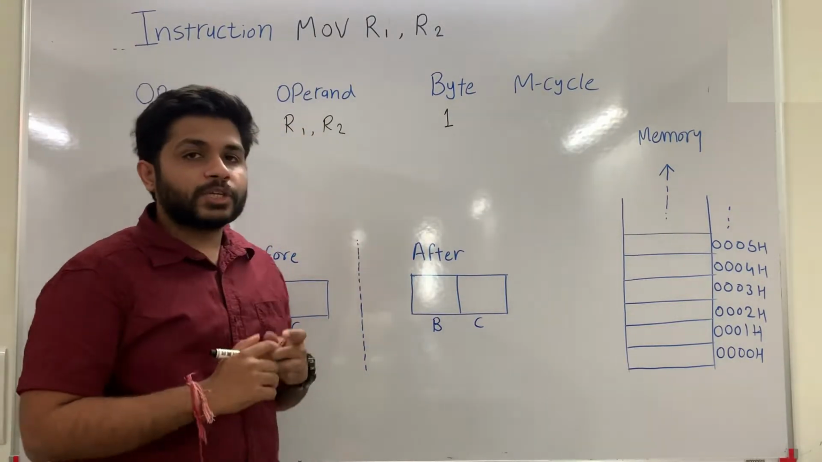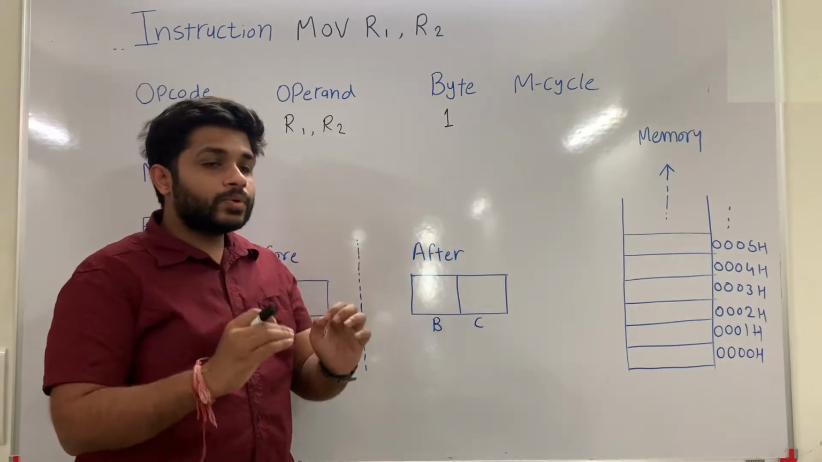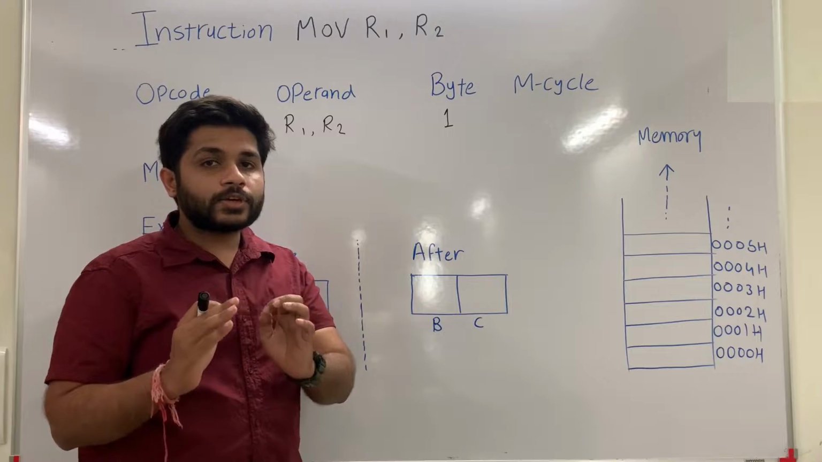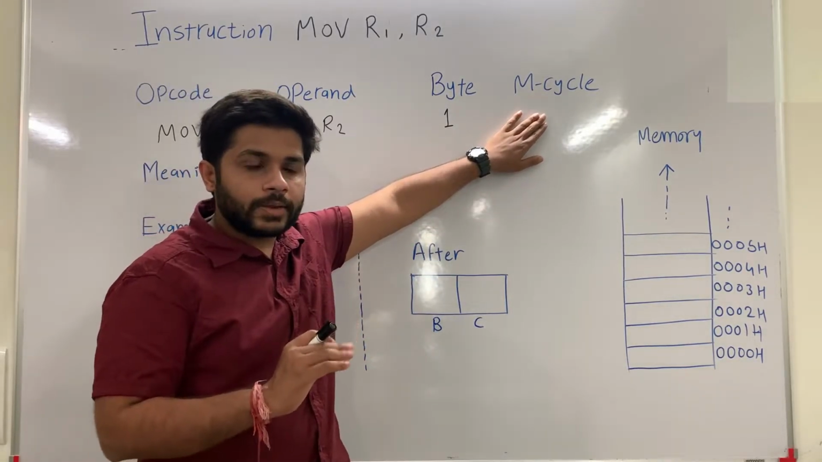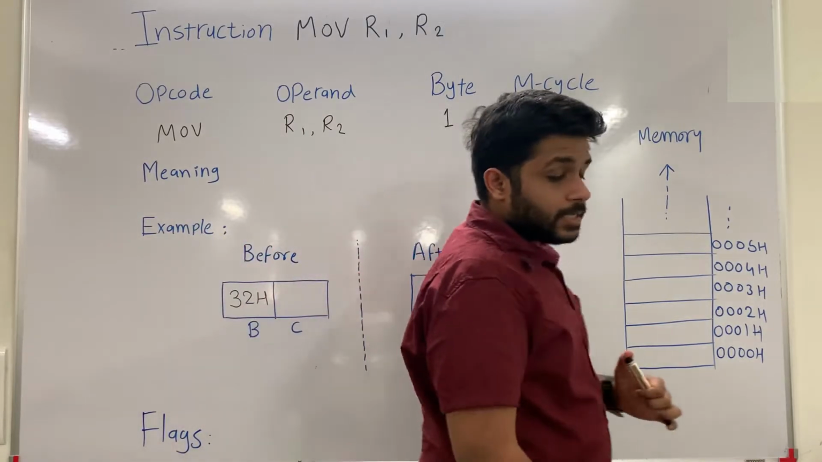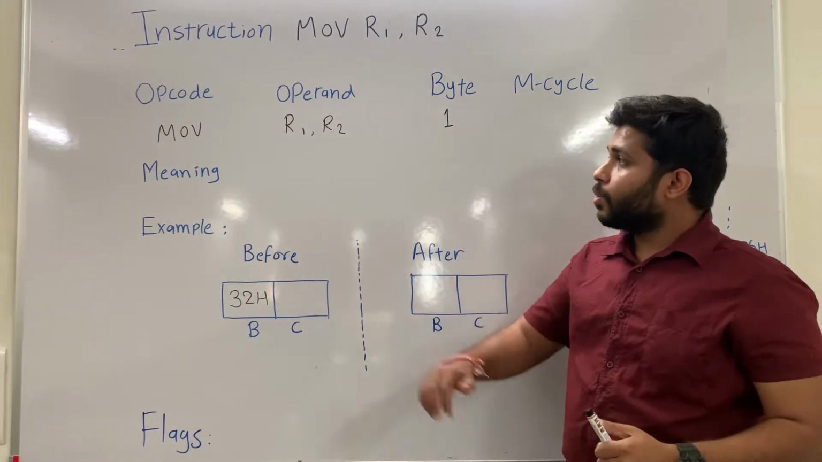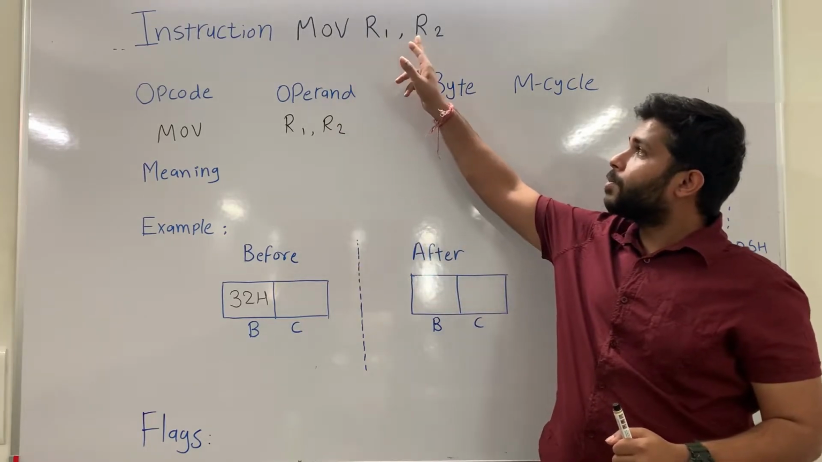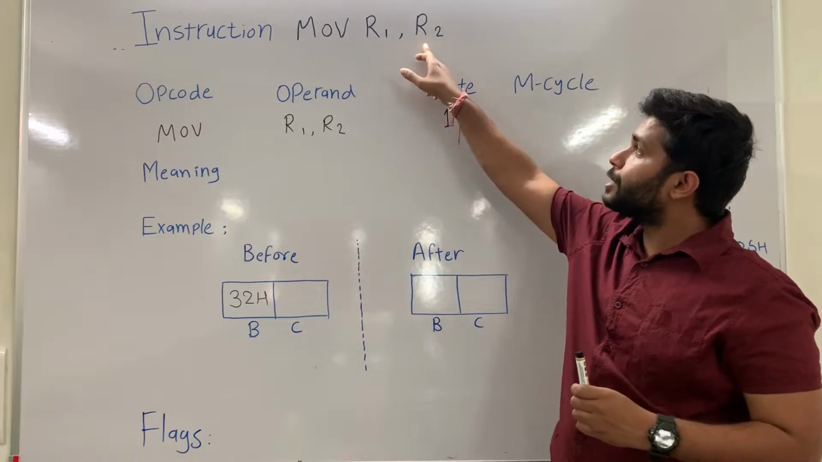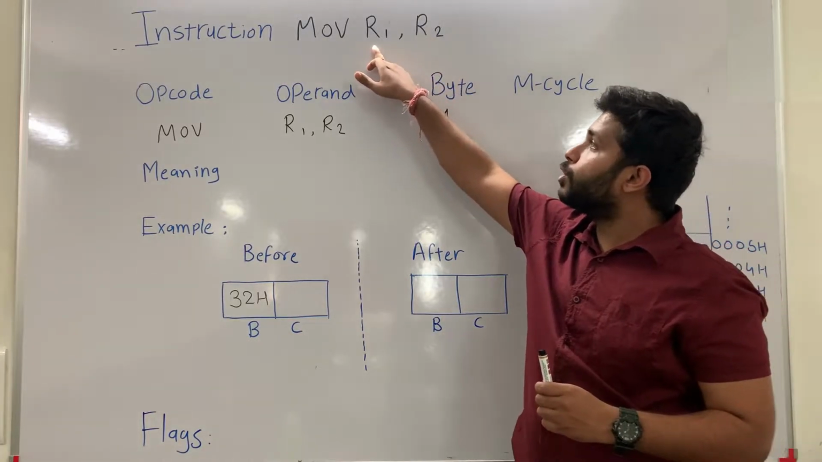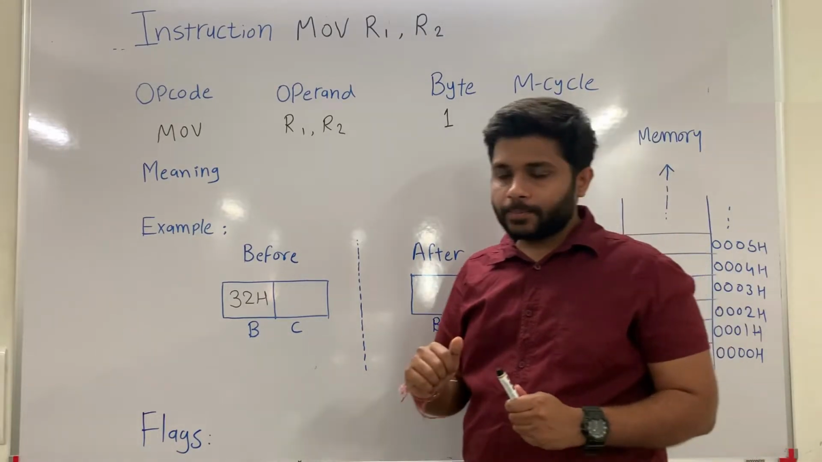Now let's see the machine cycle. To understand the machine cycle, you have to understand each and every process of the instruction. We are going to discuss machine cycle in a very short time, but let's first see the meaning of this instruction. Now, what is the meaning of MOV R1, R2? It means that whatever data is present in the register R2 will be moved to register R1. So let's see one example.